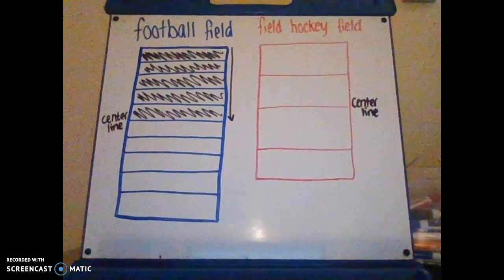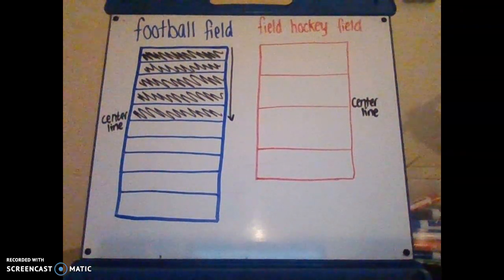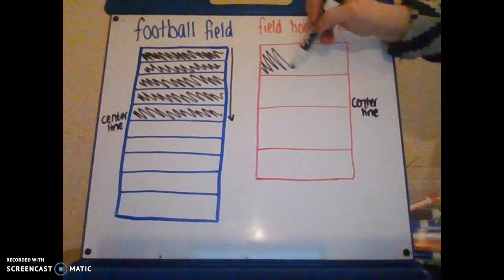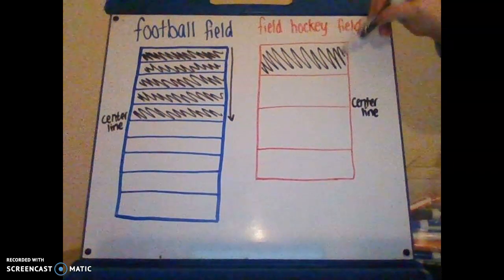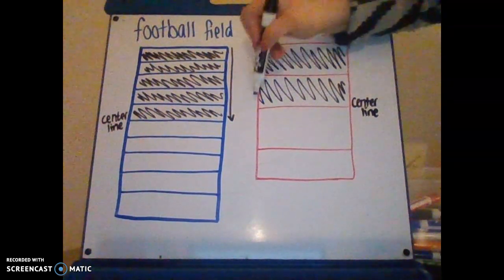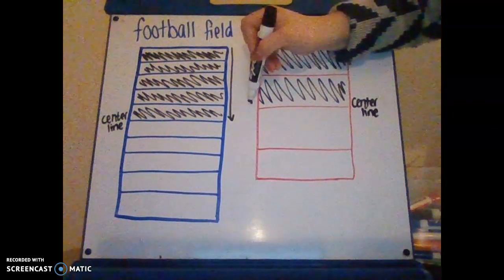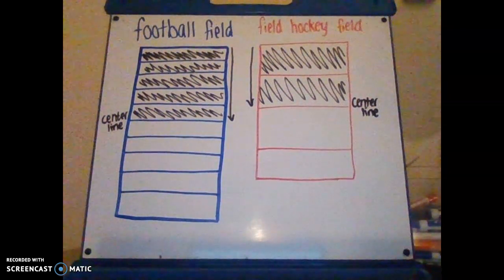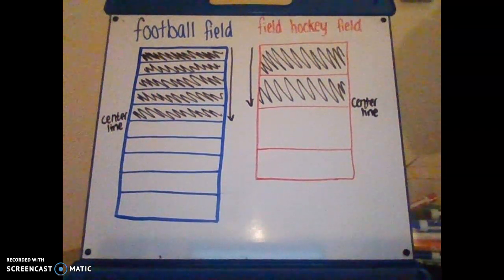But the field hockey athlete also said she ran 1/2 of the field. So she ran this part and she ran this part. Now my question is, did the girls run the same amount? They both ran 1/2, but did they run the same amount?